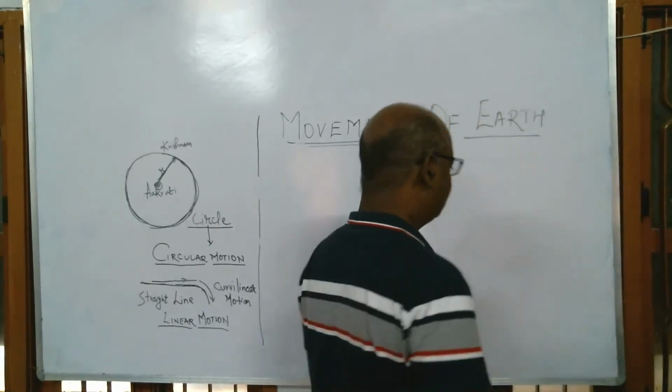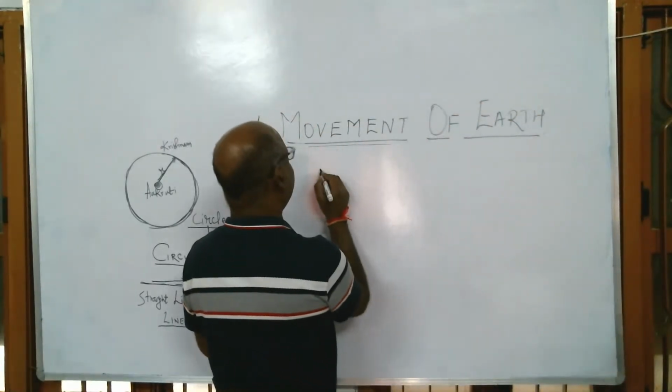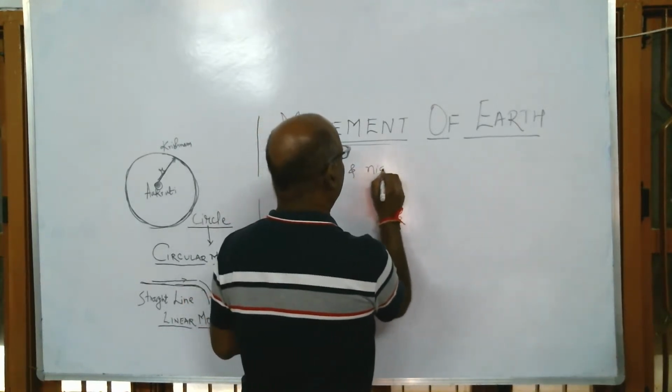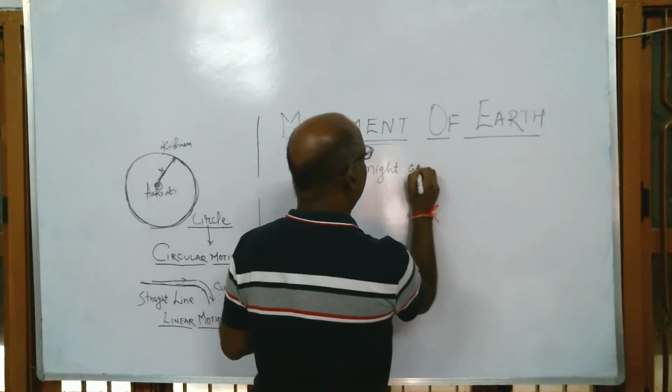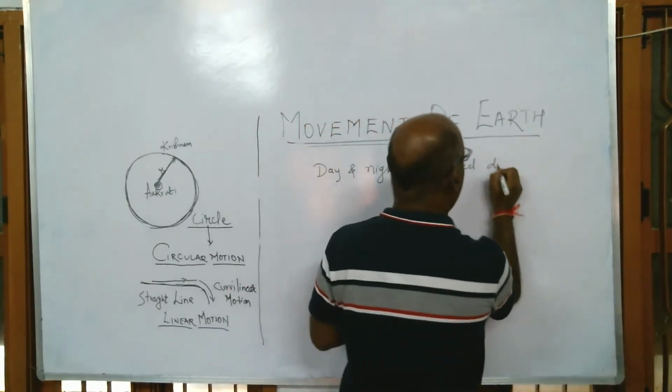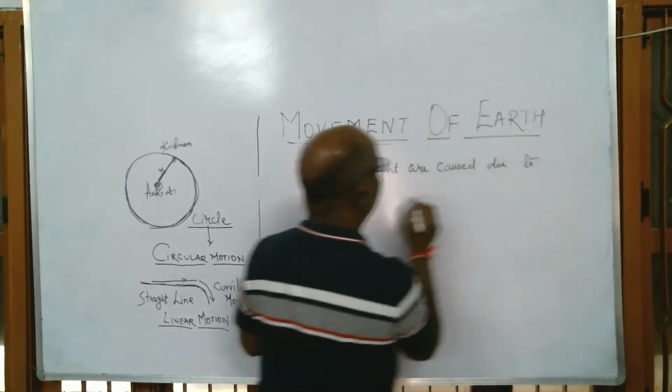First question for Urvesh. Urvesh, give me the answer. Day and night are caused due to dash of earth. Urvesh, due to dash movement of earth.